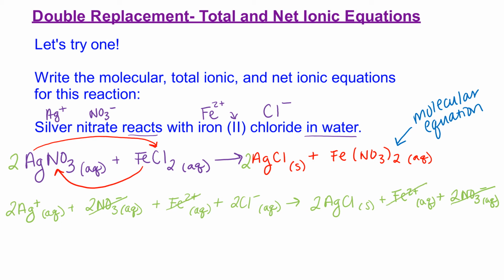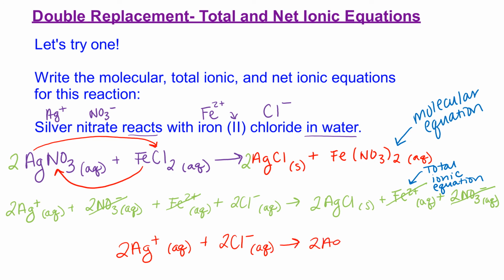So remember, this is what we call our total ionic equation. And now we need to take it one step further, and we're going to write our net ionic equation. Remember, in the net ionic equation, we simply take out the spectator ions. So we're going to write everything else that's been left. So we're going to write our 2Ag plus 2Cl to produce 2 silver chloride. And remember, this is what we call our net ionic equation.